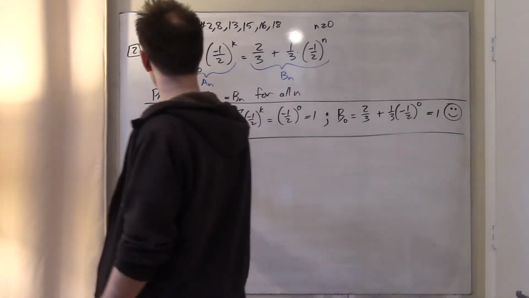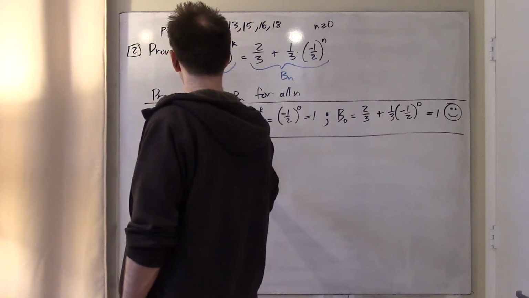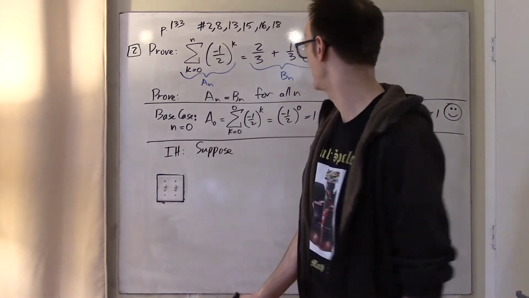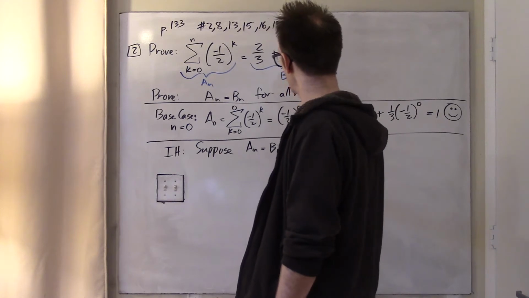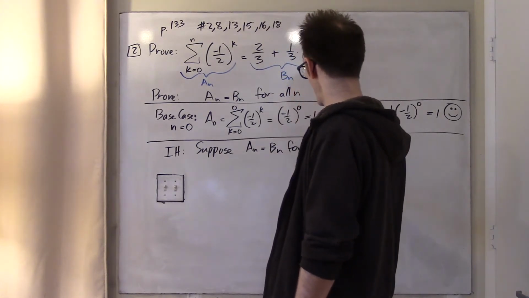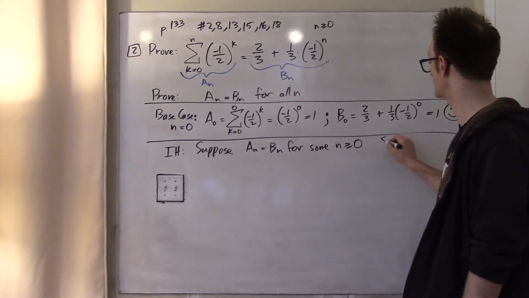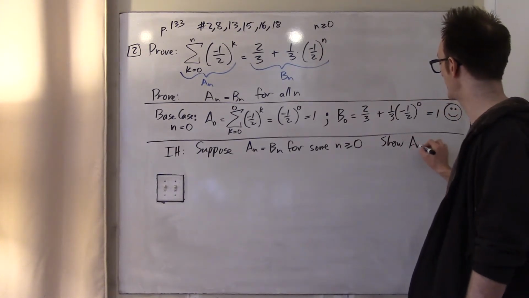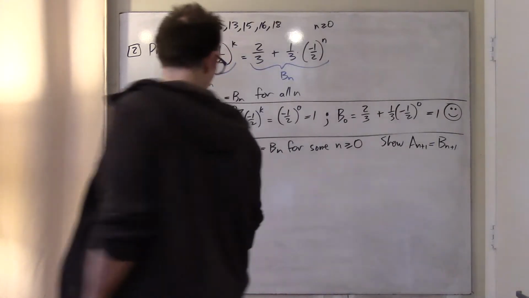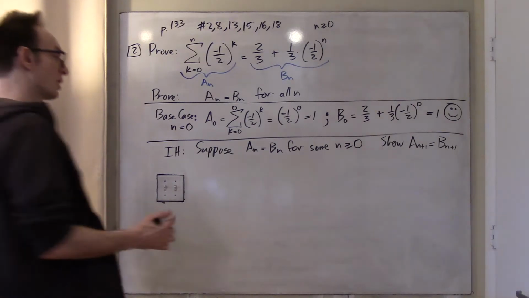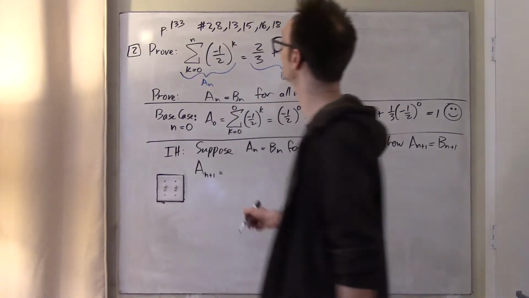I make my inductive hypothesis. Inductive hypothesis: suppose that it's true for some n. So suppose A sub n equals B sub n for some arbitrary n greater than or equal to 0. And now what I need to do is show that it holds for the next number as well. Show that the property is inherited from one number to the next. Okay, well, I just begin. What is A sub n+1?